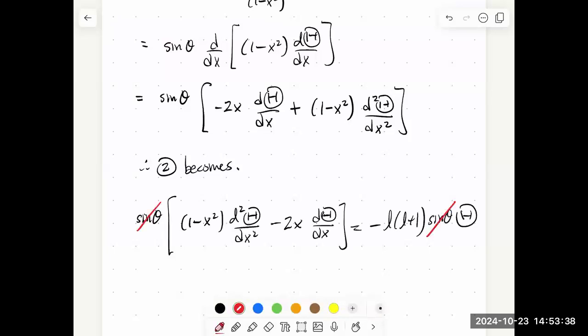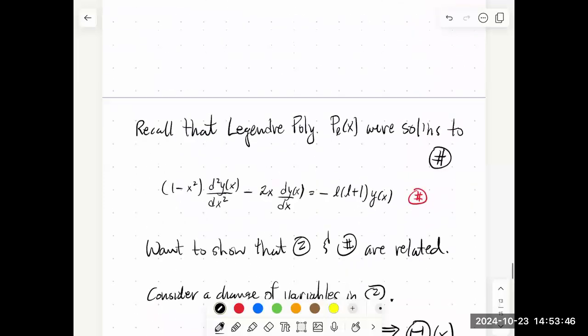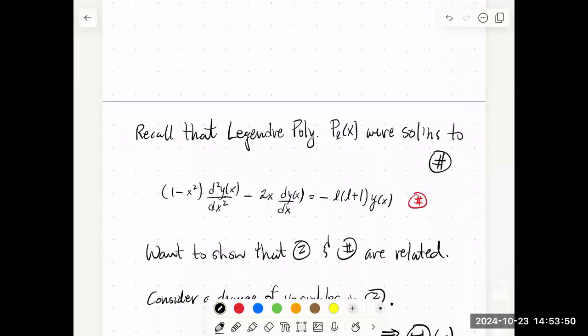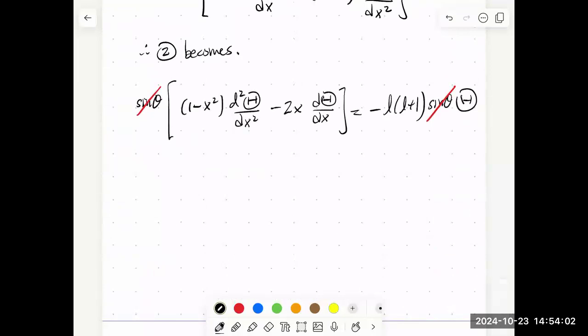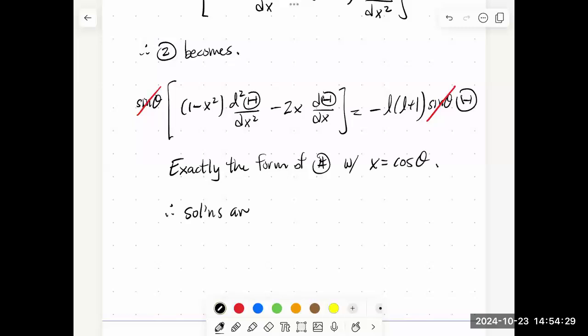Cancel the sine thetas. Now, what I'm hoping is that this thing is just number sign. Where is number sign? There it is. 1 minus x squared, 2 derivatives, minus 2x, 1 derivative, minus L times L plus 1 times the function. So this is 2 derivatives with the 1 minus x squared, minus 2x, 1 derivative, is minus L times L plus 1 times the function. This is exactly the form of number sign with x equal to cos theta. So therefore, the solutions are the Legendre polynomials.